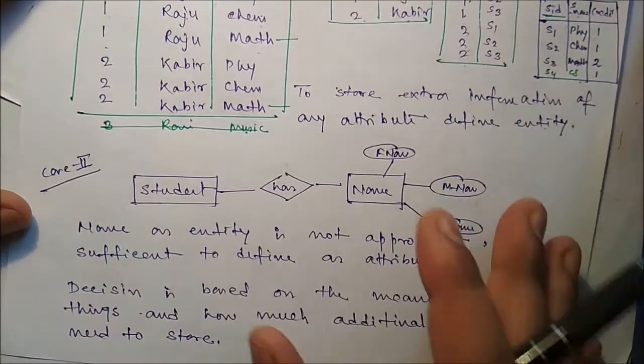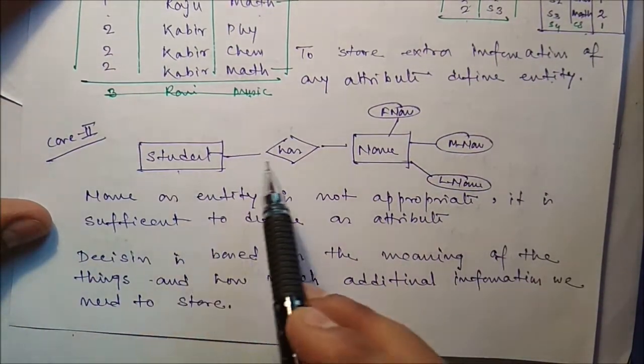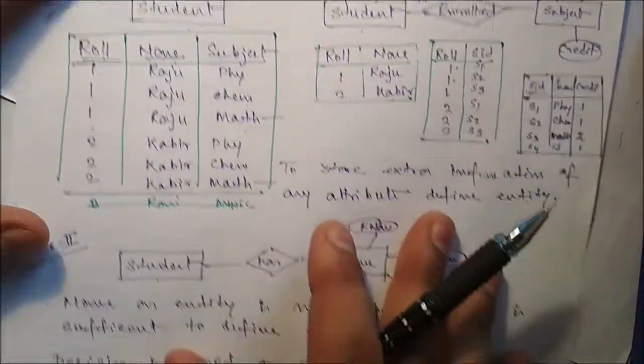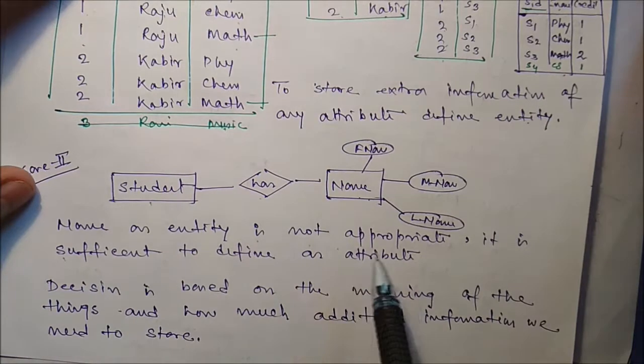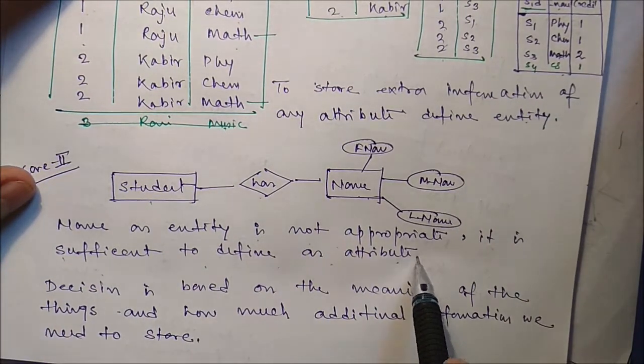Are you getting this one? Now we can say another example, case 2, student has name. Now here name is an attribute, but here we assign it as an entity set. Now name as an entity set is not appropriate, it is sufficient to define it as an attribute. Are you getting this one?